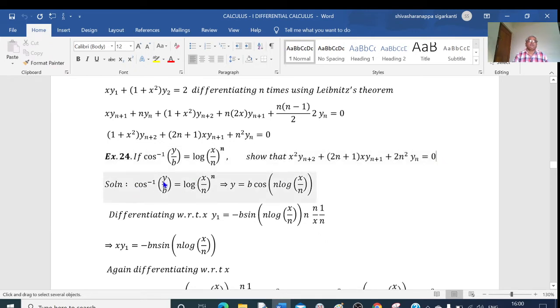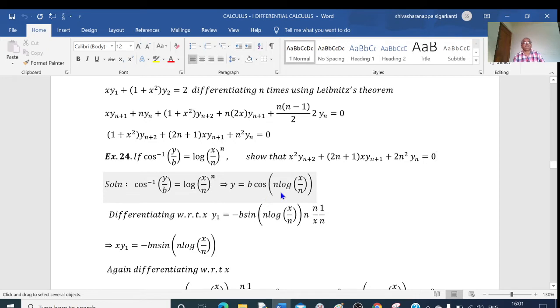So it is given that cos inverse of y by b equal to log of x by n to the power of n, or y by b equal to cos of log of x by n to the power of n, or we can write y is equal to b into cos of log of x by n to the power of n. That power of n I can write here, because we know that m log n equals log n to the power of m. The power can be written here. Okay, so y equal to b cos n log x by n.